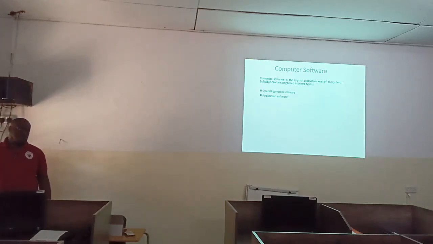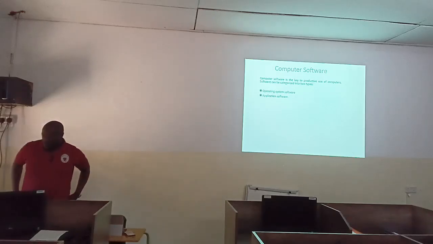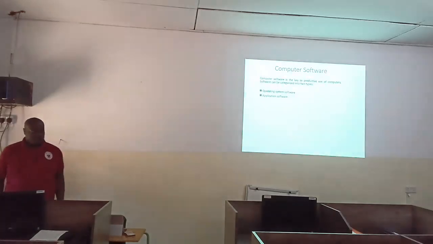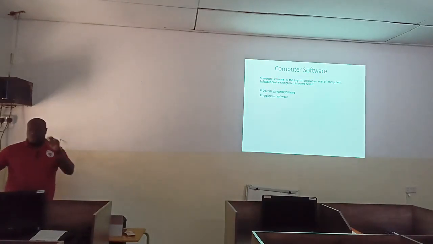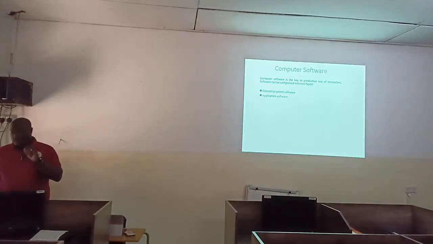Tinash, you can rescue us. System software: this is software that is intended to be used by the computer itself. Application software: this is software that is intended to be used by users of the system to perform specific tasks. That's what I said.